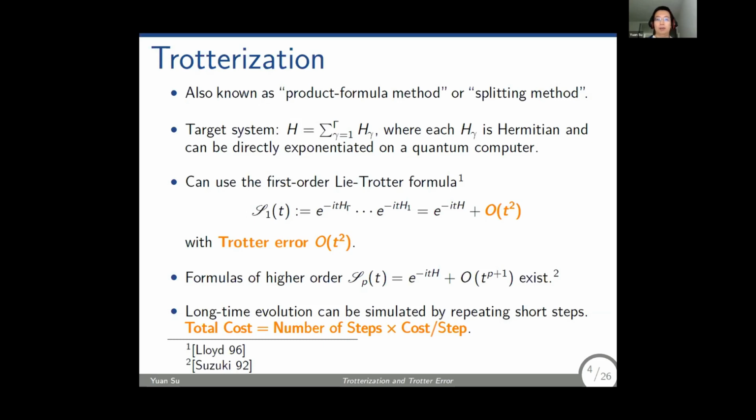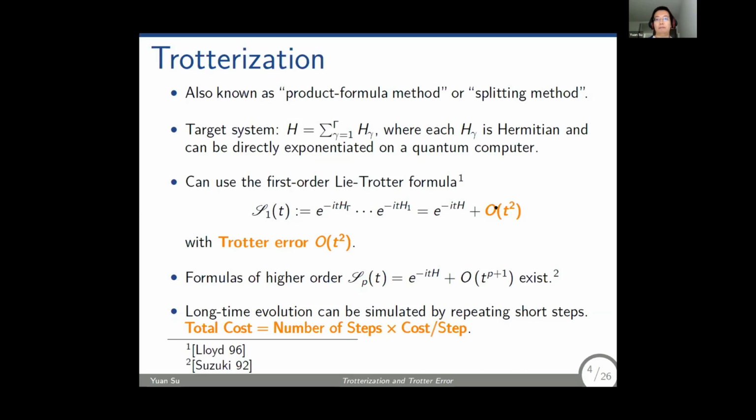Under this assumption, what you can do is use a so-called first-order Trotter formula. Remember, your goal is to exponentiate the ideal Hamiltonian, e to the minus iHt. But in many cases, you can't do that directly. Instead, you can exponentiate the elementary terms like this, and then you just put them together. This is called a first-order Trotter formula. It's a first-order approximation to the ideal evolution.